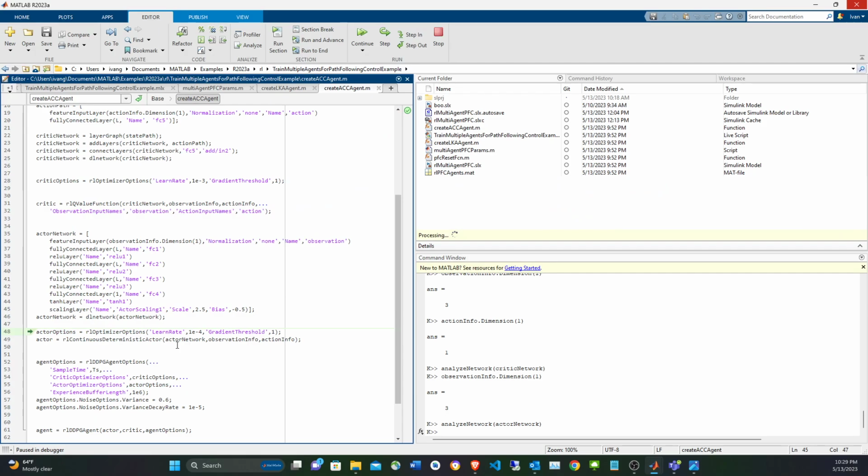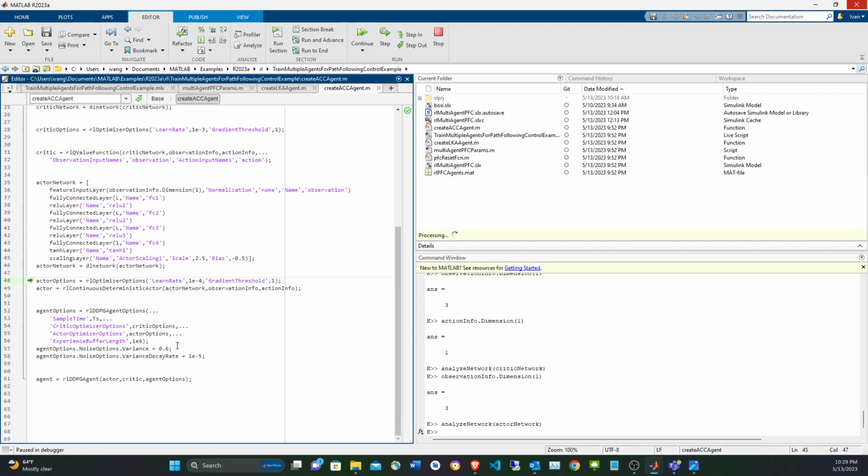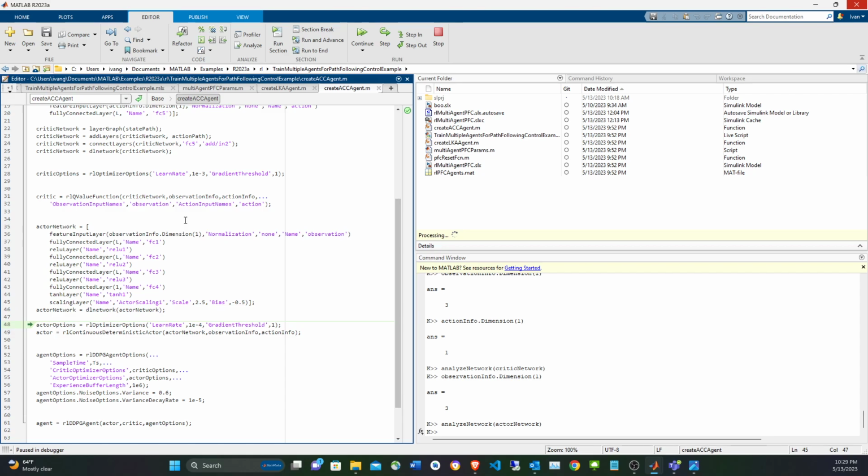Okay, now we have to get the optimization options for the observation. So we have also in here the learning rate, which is going to be a little bit smaller for the actor than for the critic, and we also have the clamping of the gradient for both of them. Okay, so now that we have the neural networks, first we create the actor. Given the network and the observation and action info, we have the continuous deterministic actor. And now we are going to give the agent options. The agent options are going to be wrapped into the DDPG agent options.